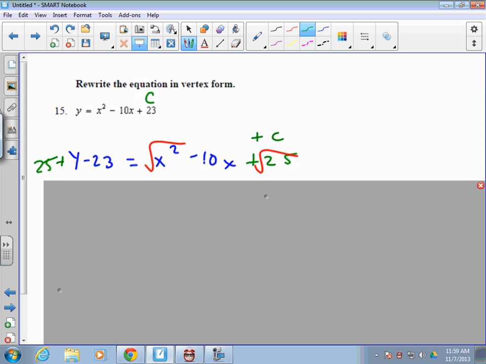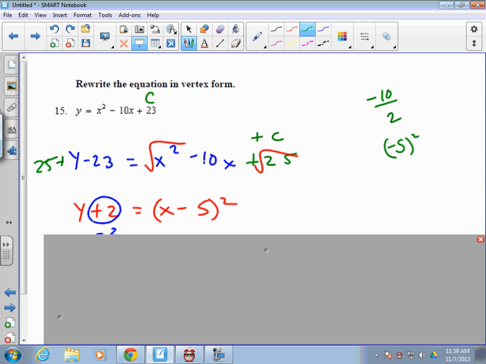Remember, c is b divided by 2 squared, so negative 10 divided by 2 is negative 5 squared, and that's where we get plus 25 for c. So if you add 25 to the right, you have to add it to the left. So when you simplify the left, you have y plus 2.